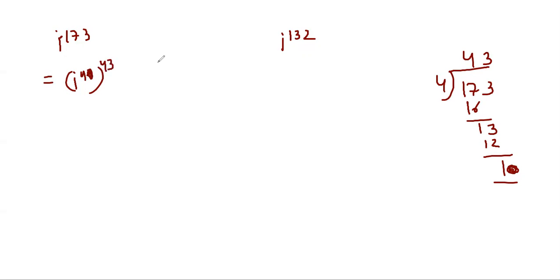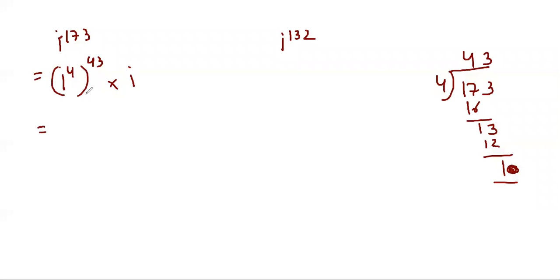Got it? Let me rub this. Let me make it more clear. I don't like this overwriting and all that. Okay. I would write down here i raised to 173 is i raised to 4 into 43, and what is remaining here? Here 1 is remaining. What is the remainder? 1. So i raised to 1 is remaining.